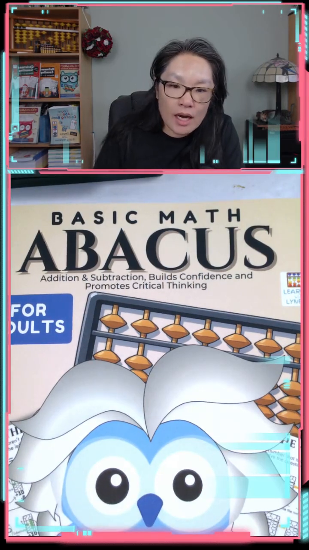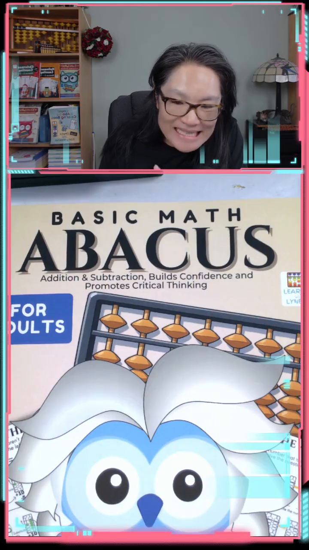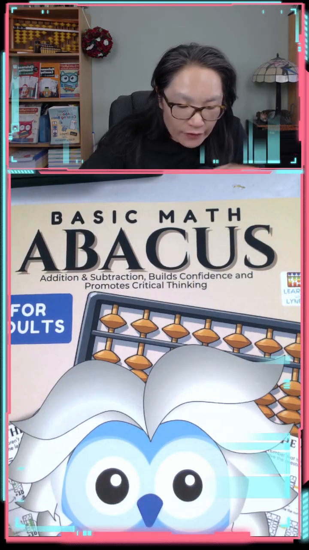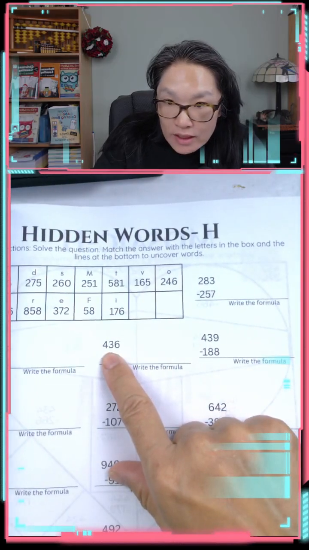So the reason why Sudoku is brought up is because Sudoku is a puzzle, and Abacus is like a puzzle, because you have to figure out how to work the numbers. That's what it is. So like something like this, right?